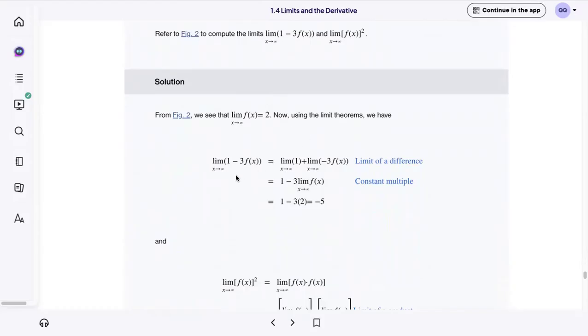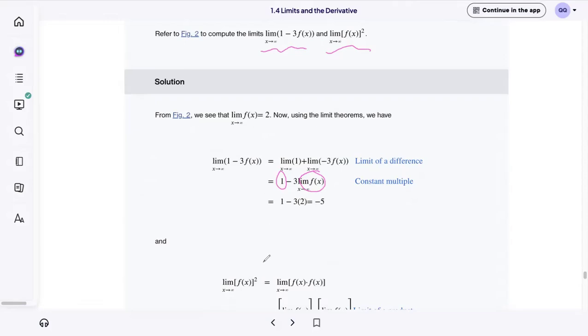So limit at infinity. Well, let's see this one. So limit when x approaches infinity, we have 1 minus 3f of x. And this one. So how do we do that? So the limit of 1 is still 1. Limit of a constant is still the constant itself. So for the limit of negative 3f of x, we can factor out negative 3. Then the limit as x approaches infinity of f of x, we have seen earlier, is 2. So do the calculation, it is negative 5.